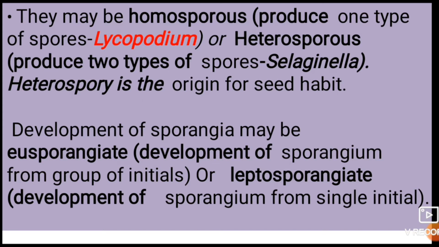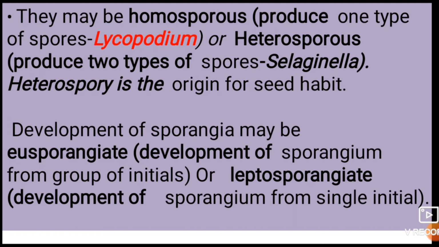Heterospore is the origin of seed habit. Seed habit plants are one group of the specialized character, heterospore. The development of sporangia may be eusporangiate or leptosporangiate. U means true sporangia.